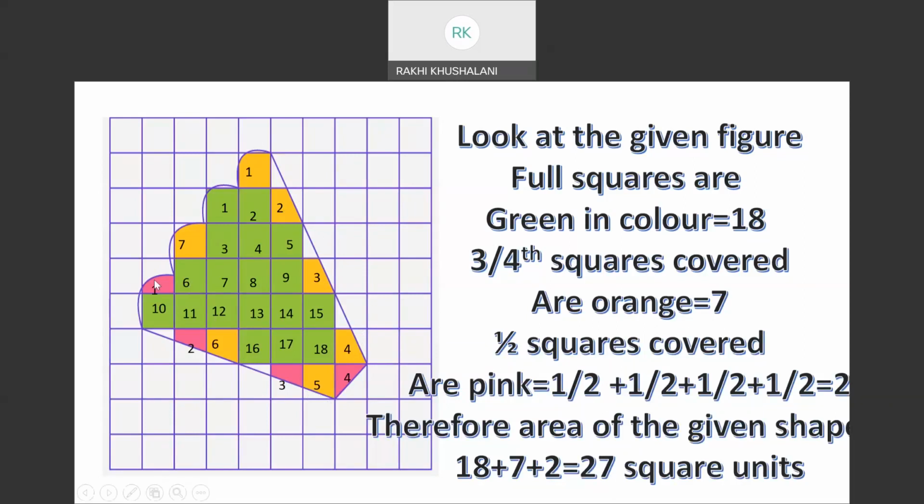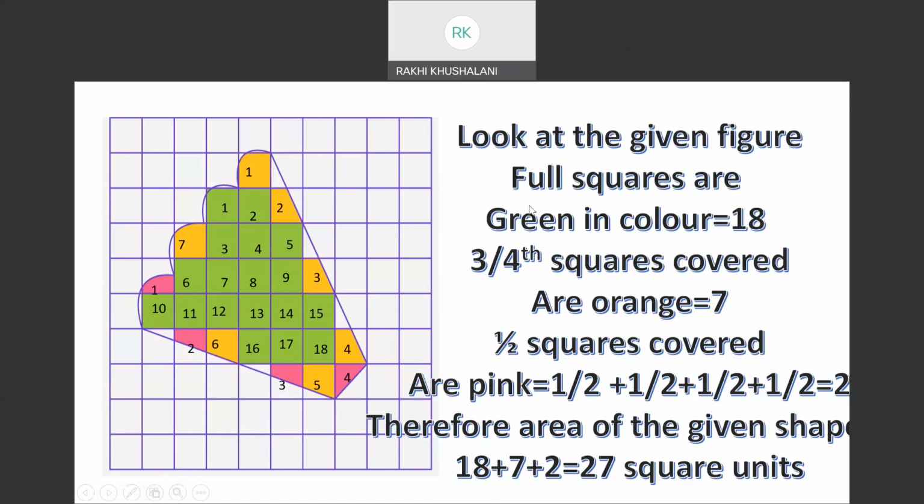If you look at pink, it is covering somewhere half or little less than half. Like this 1, 2, 3, and 4. 4 is covering exactly half of the square. 3 is, yes, somewhere half. 2 also somewhere half. And 1 is covering little less than half.